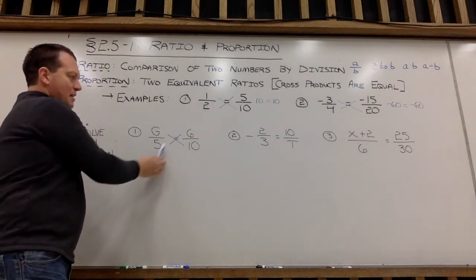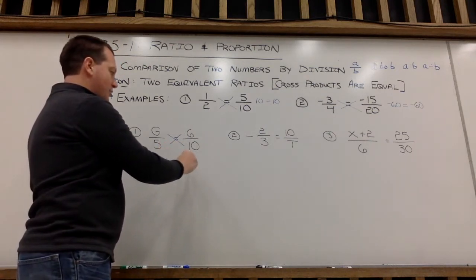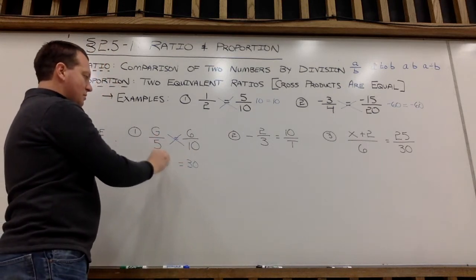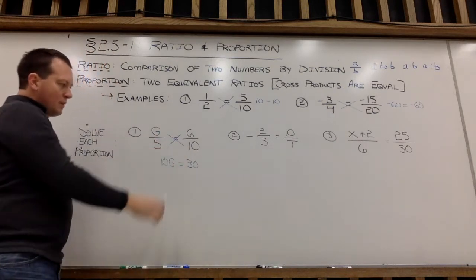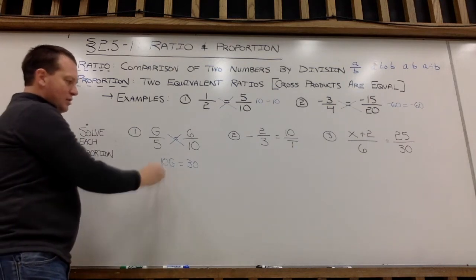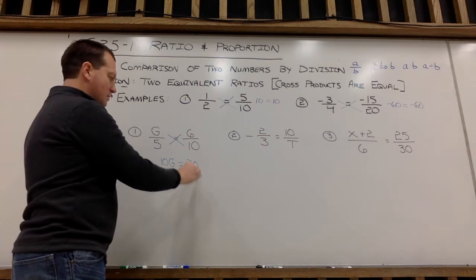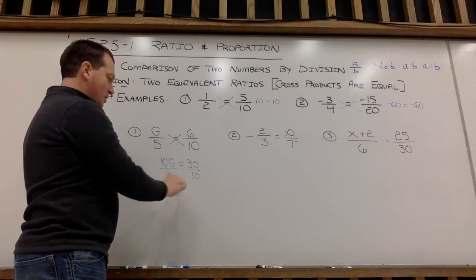So I'm going to multiply 5 times 6 and get 30, and have that equivalent to 10 times g, 10g. So to get g alone, I'm going to undo multiplying by 10. I'll divide both sides by 10, and g will equal 3.